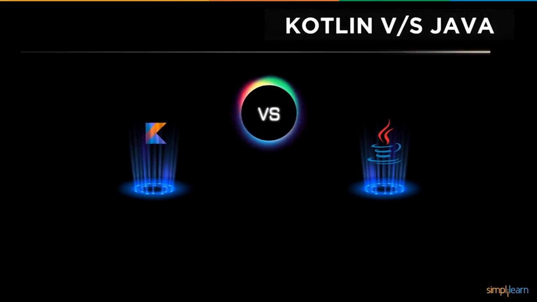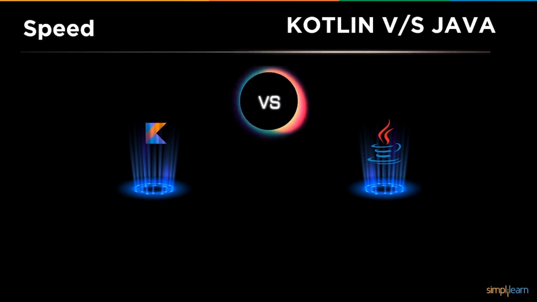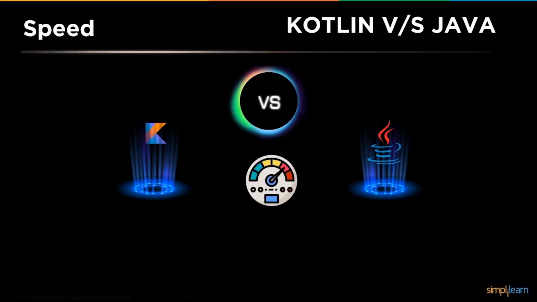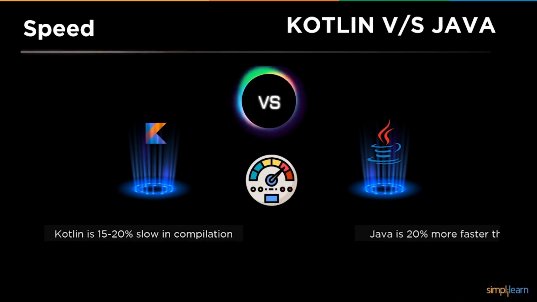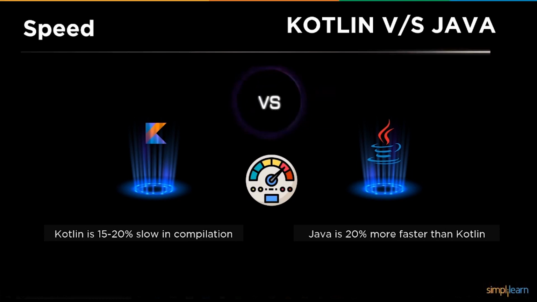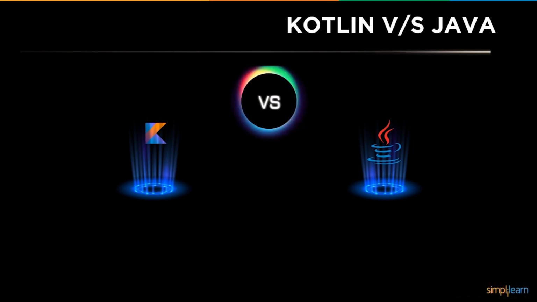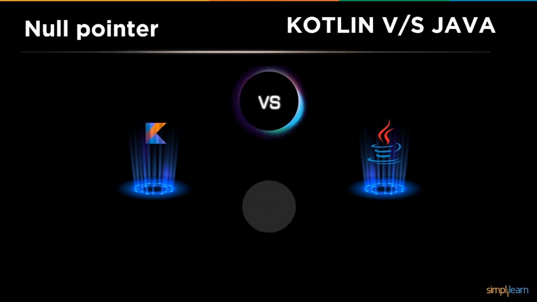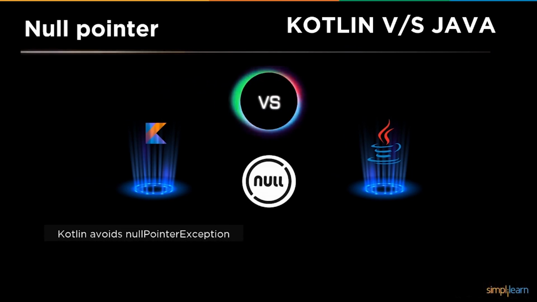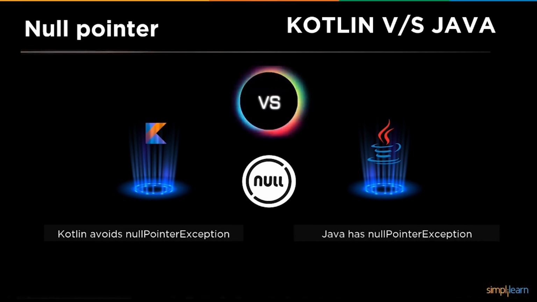The first parameter that we will be discussing is speed. Java compilation time is 15 to 20% faster than Kotlin compilation time, but from the perspective of incremental build compilation, Kotlin will also take the same compilation time as Java. Next is the null pointer exception. If you intentionally assign a null value, then the Kotlin code will fail during compilation. Whereas on the other hand, in Java, the null pointer exception is the biggest nightmare for Java programmers.